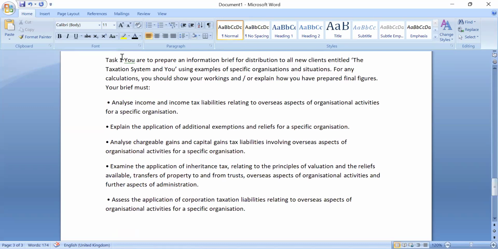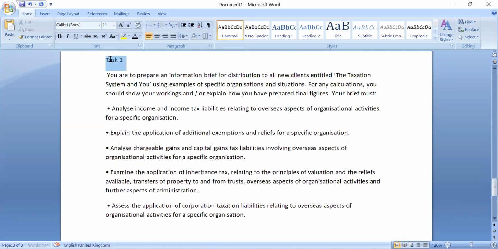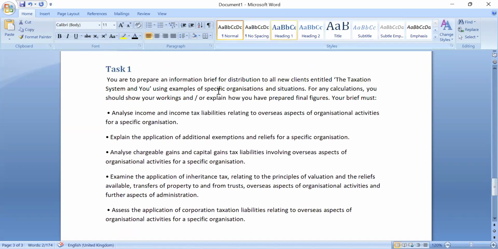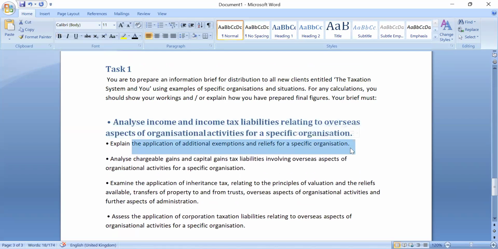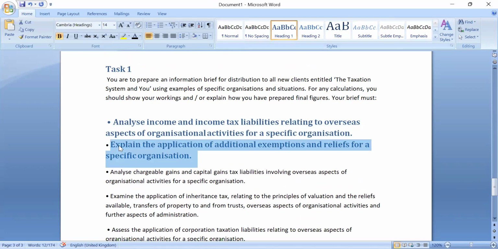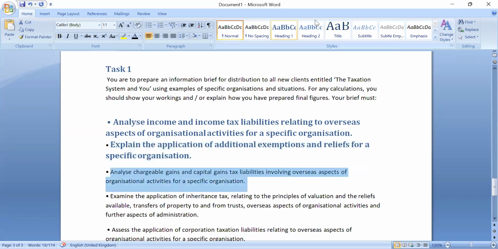So I can give task 1 my own heading. I can remove that bit, because otherwise similarities will be high. I can give headings, anything I want. I can simplify, I can rewrite it, not as it is. I can say, explanation of additional exemption and relief for a specific situation or specific organization. That can be used as a heading.